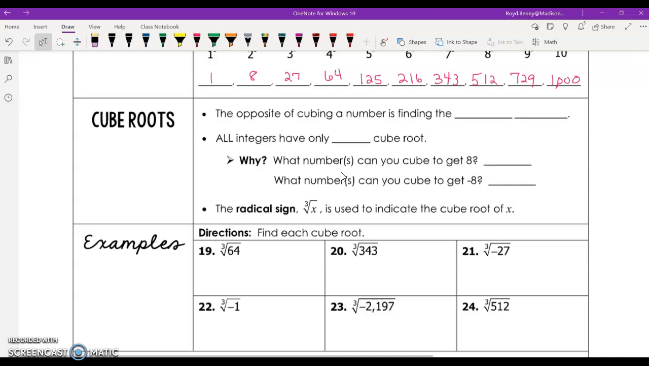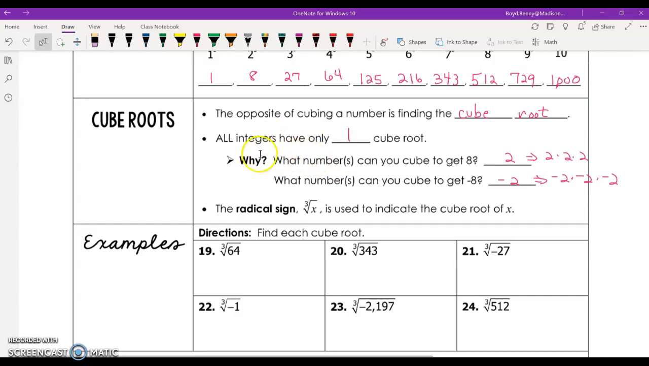All right, let's move on down here to cube roots real quick. The opposite of cubing a number is finding the cube root. All integers have only one cube root. What numbers can you cube to get 8? 2. What numbers can you cube to get negative 8? Negative 2. Because negative 2 times negative 2 times negative 2 equals negative 8. And of course, this one up here would be 2 times 2 times 2.